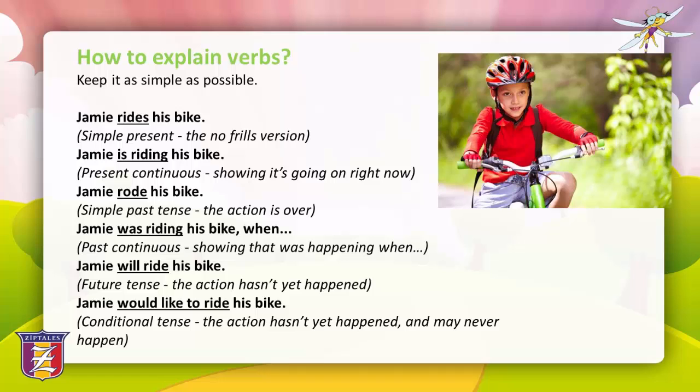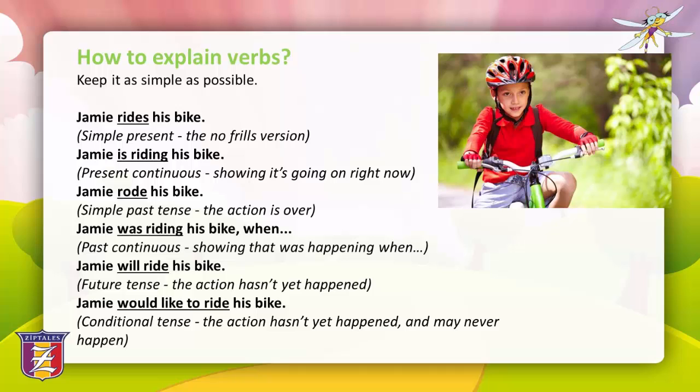How to explain verbs? Once again, this is a massive field. My advice would be to keep it as simple as possible. Jamie rides his bike. Simple present, the no frills version. Jamie is riding his bike. Present continuous, showing it's going on right now.